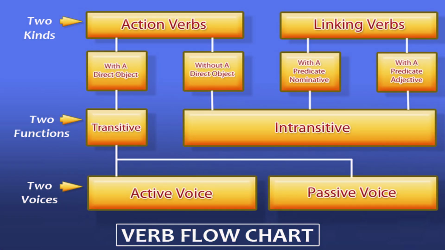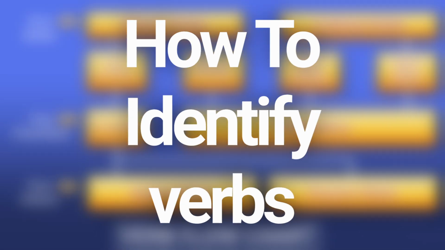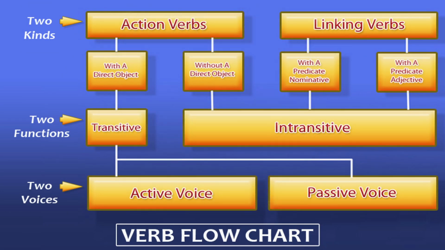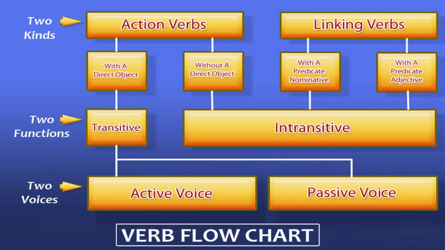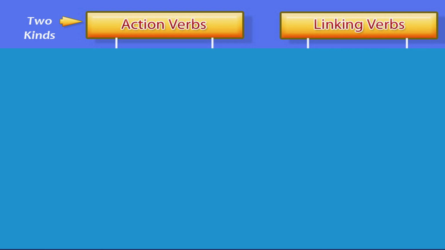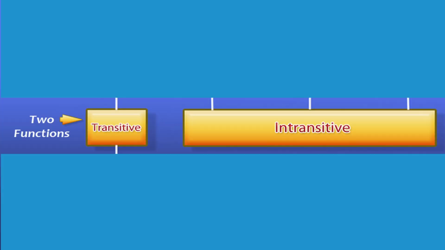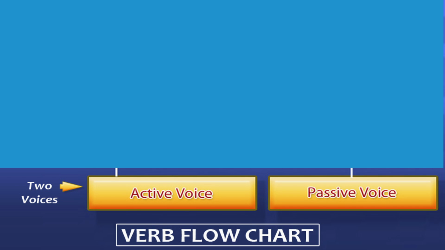Hi everyone. How do you identify verbs in English sentences? Well, there are several ways to do this, but for now I want to show you a very simplistic way. I have developed this simple flow chart to help students to understand the big picture of English verbs. As you can see in this flow chart, I have divided verbs into two kinds, two functions, and two voices.